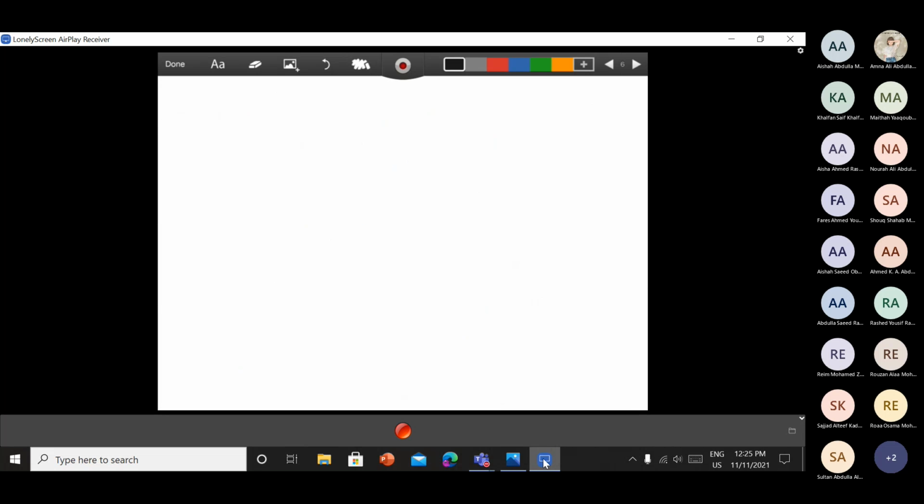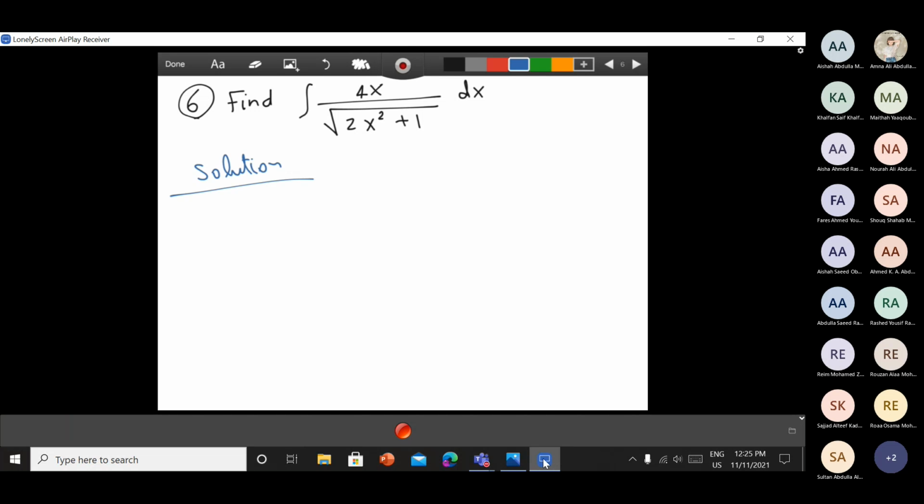If you have been asked to find the integration of 4x over the root square of 2x squared plus 1 dx, what is the right substitution? I always have a problem with this one, right? So this is the one I have to get as a substitution. So I will let 2x squared plus 1 as y.